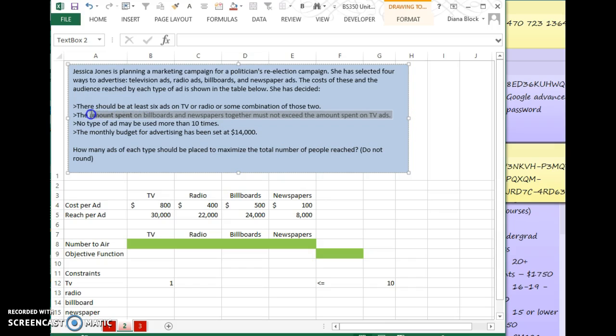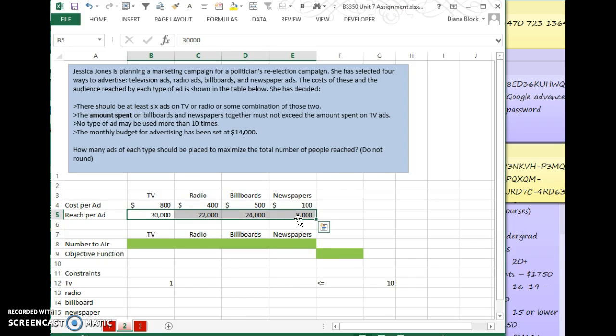The amount spent on billboards and newspapers together can't exceed the amount spent on TV ads. We've got a maximum budget of $14,000. So we've got a few constraints here. What we're trying to do is maximize the reach. We're being told how many people each ad type can reach, and we've got that maximum budget of $14,000. So subject to those constraints, we want to reach the highest number of people.